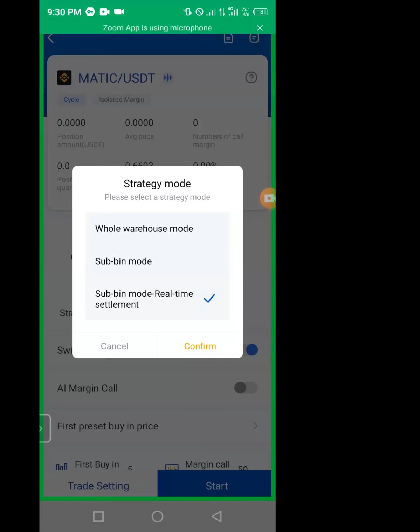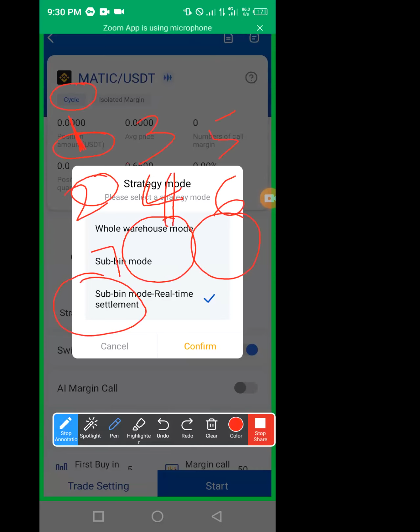Whereas sub-bin mode real-time settlement, you are telling it to buy separately, and whatever you have bought separately, sell it separately. So this one is the best strategy, because even when the coin has gone down and it has bought some coins when the market has gone down, the moment the market comes up a little bit, it will be selling those ones separately. Why? It bought them at a different price, which is relatively cheaper than the others. So this one, the sub-bin mode real-time settlement, is the best strategy.